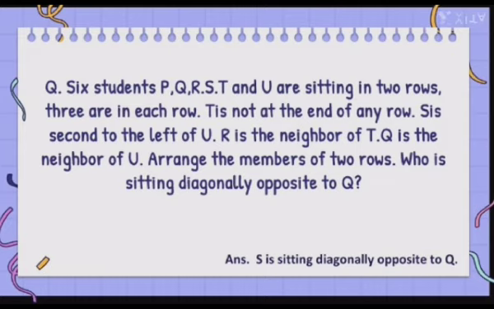6 students P, Q, R, S, T and U are sitting in 2 rows. 3 are in each row. T is not at end of any row. S is second to the left of U. R is the neighbor of T. Q is the neighbor of U. Arrange the members of 2 rows. Who is sitting diagonally opposite to Q?